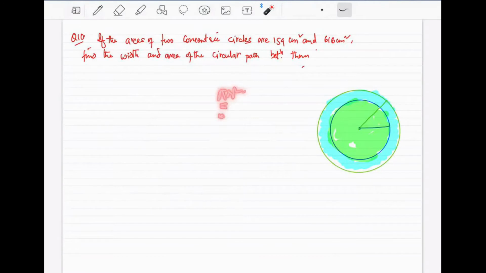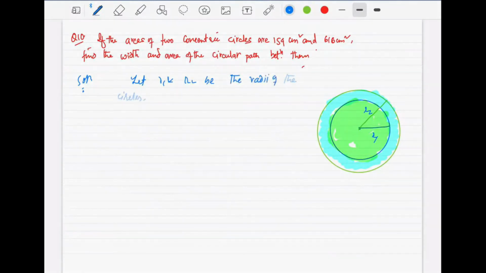Okay, so when we start the solution, we mention here: let the bigger one's radius be R2, the smaller one's radius be R1. R1 and R2 be the radii of the circles. So as given, you can see pi R1 square. If I take R1 here, I have to put the value of the area of the small circle. So for the small circle, pi R1 square is how much? 154.